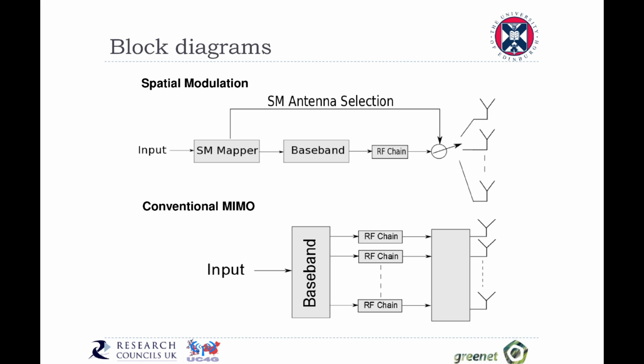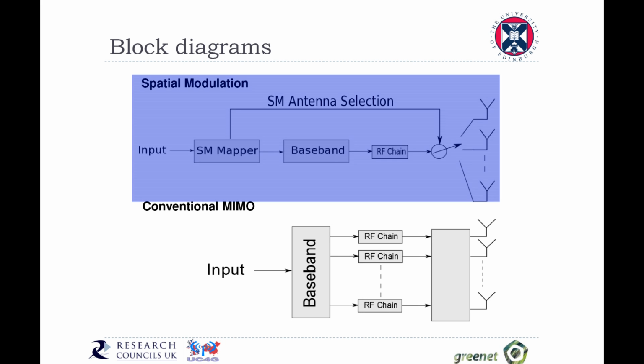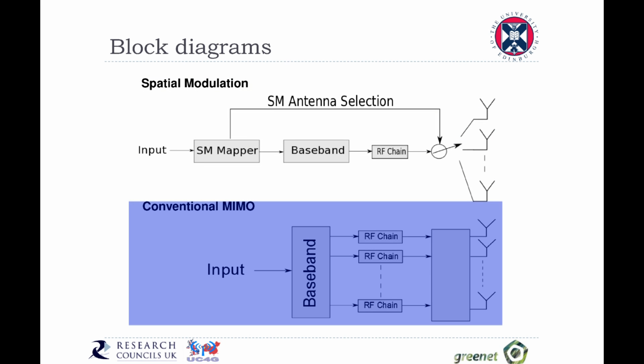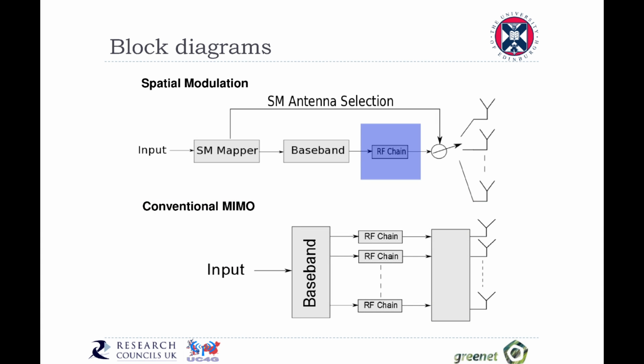So what we have here are the principal block diagrams of spatial modulation and conventional MIMO systems. What we notice is that in spatial modulation we require only a single RF chain, whereas in conventional MIMO systems we require multiple RF chains.